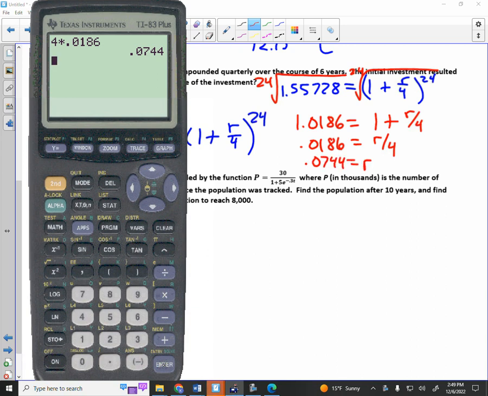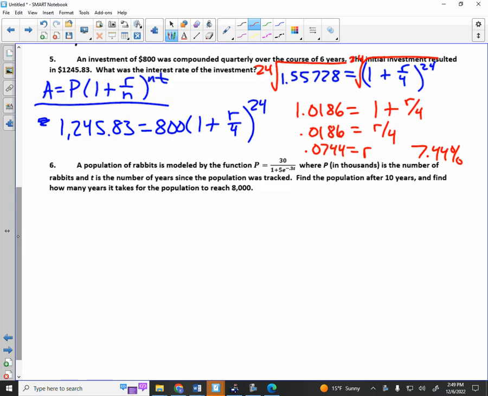0.0744 is equal to r. I should write it as a percent. What percent would that be? 7.44%. How's that? You got a question? Okay.